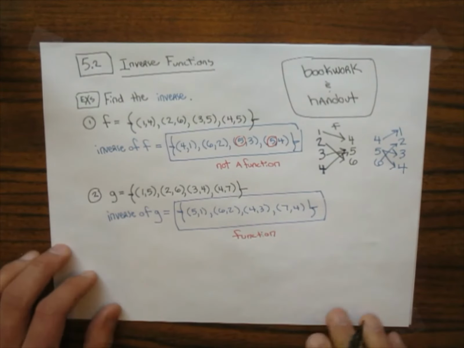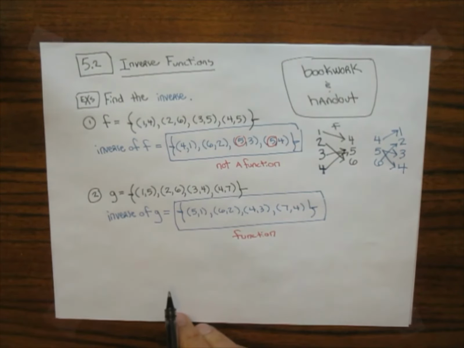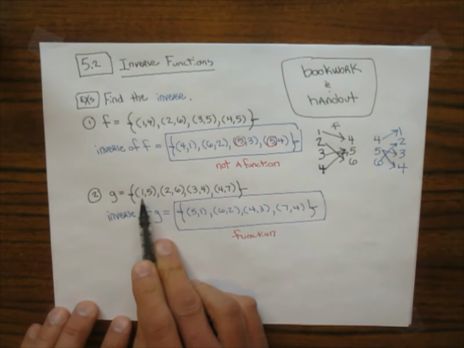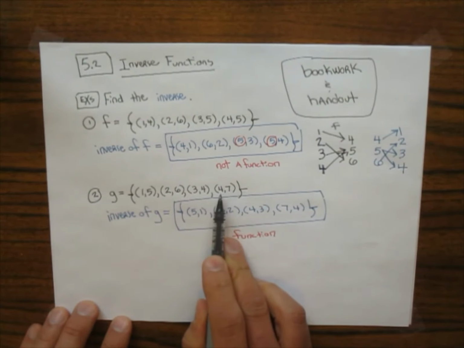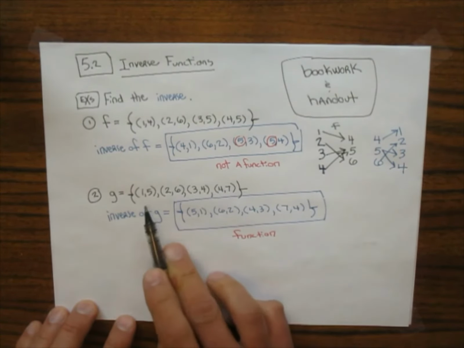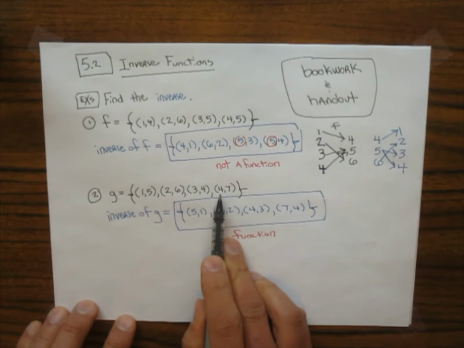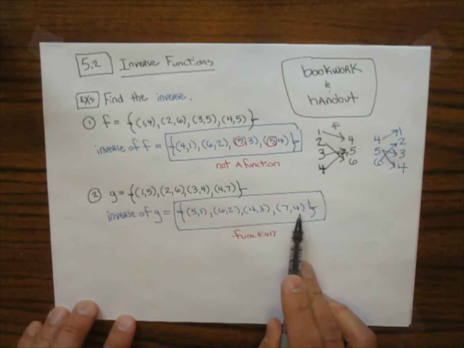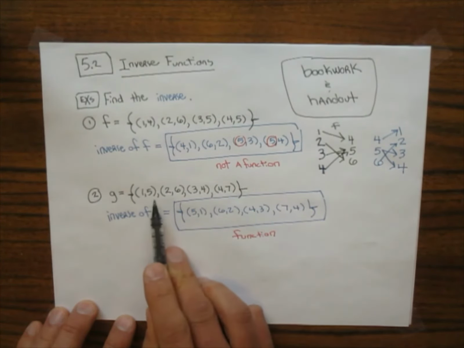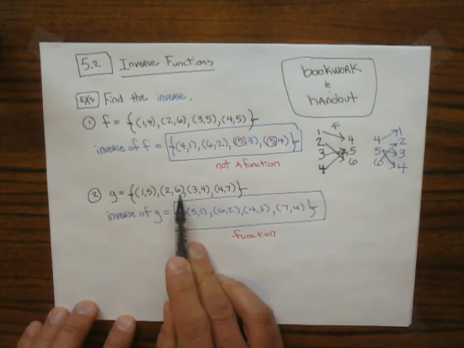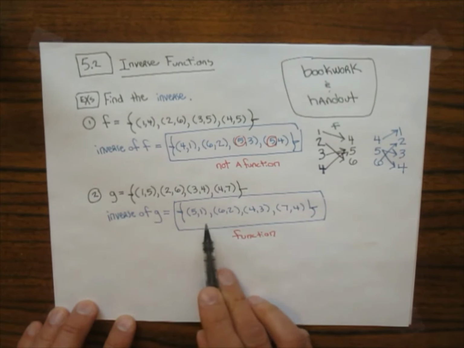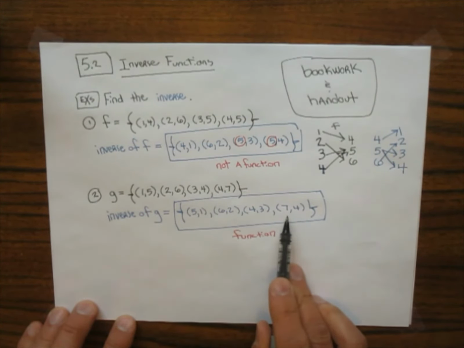Okay, if they asked for the domain of g, it is 1, 2, 3, 4. That domain of g becomes the range of the inverse. See, the range is 1, 2, 3, 4. And the range of g, which was 5, 6, 4, 7, or 4, 5, 6, 7, becomes the domain of the inverse, 4, 5, 6, 7.